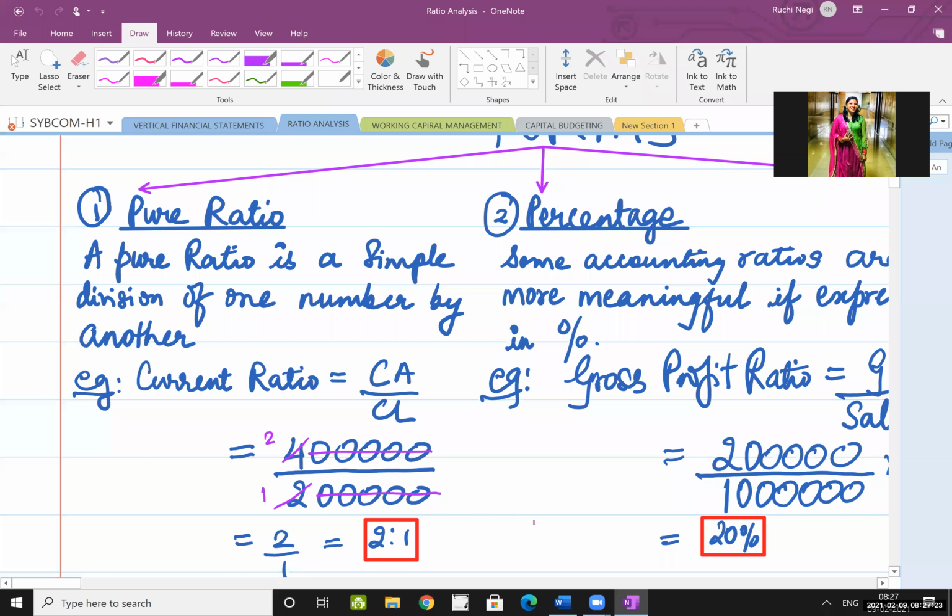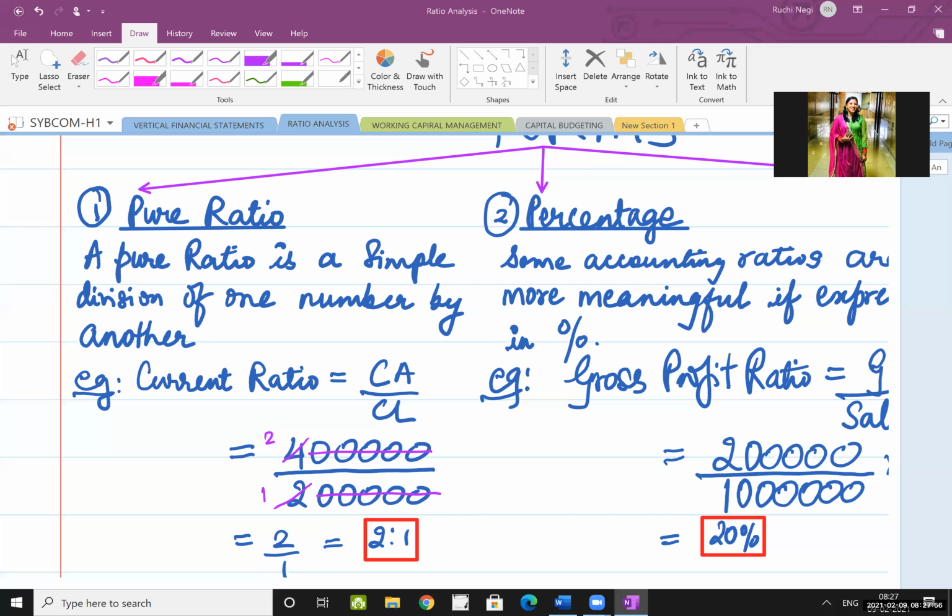I've given an example so that you understand what a pure ratio is. When you write anything as 3 is to 1, 4 is to 1, 3 is to 5, 5 is to 3, 8 is to 2, that is known as a pure ratio. Am I clear? Acknowledge in the chat box. Is it clear to everyone? Okay, fine.